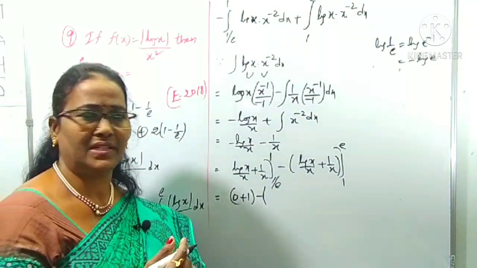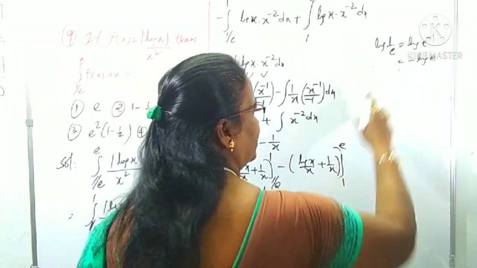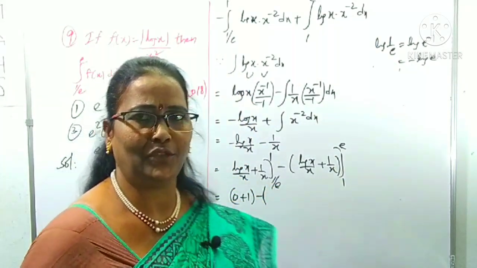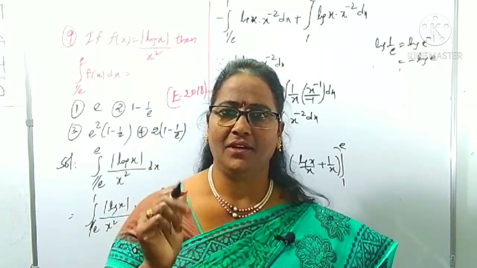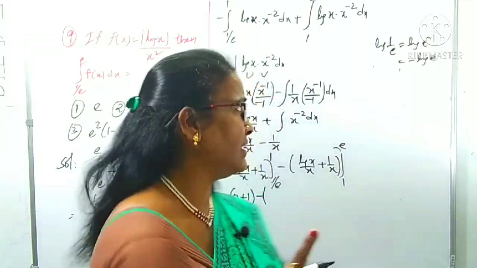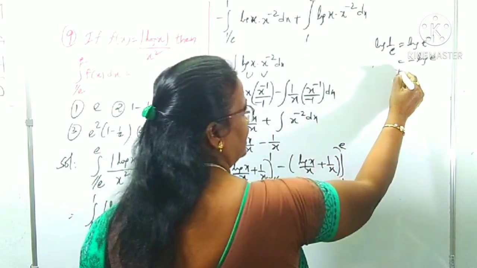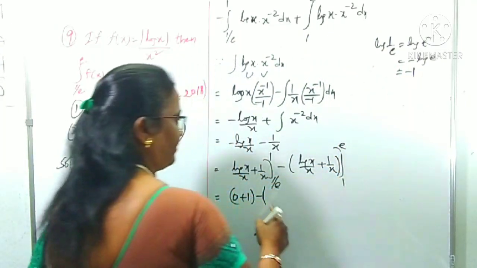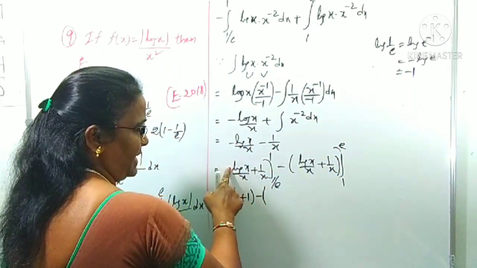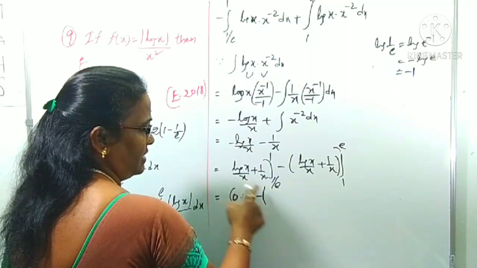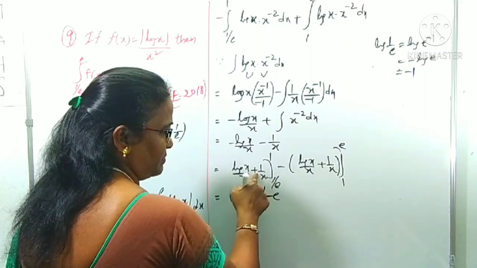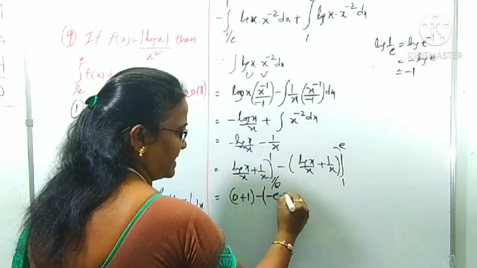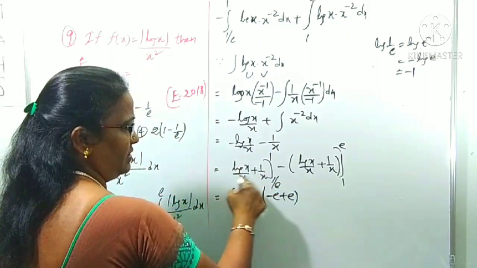Log e power minus 1 is minus log e, because we know that log e to the base e, if there is no base, we can take the natural base e. Log e to the base e is 1. That's why log e value 1 means it is indirectly minus 1. Minus 1 by 1 by e means minus e, with the next term plus 1 by 1 by e is plus e. Right? This is about this integral.